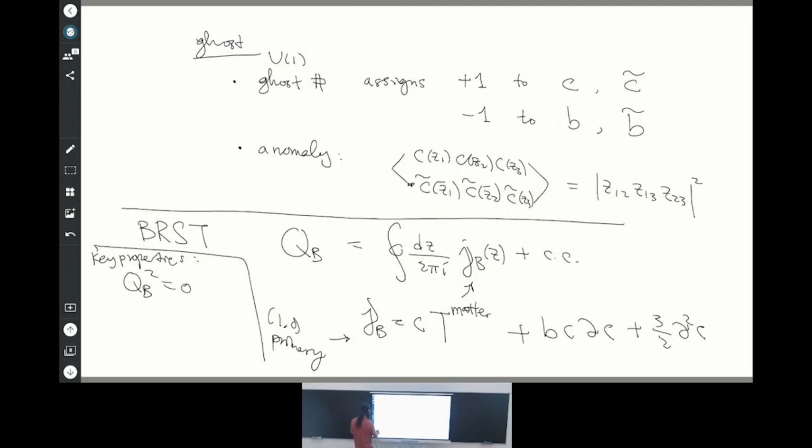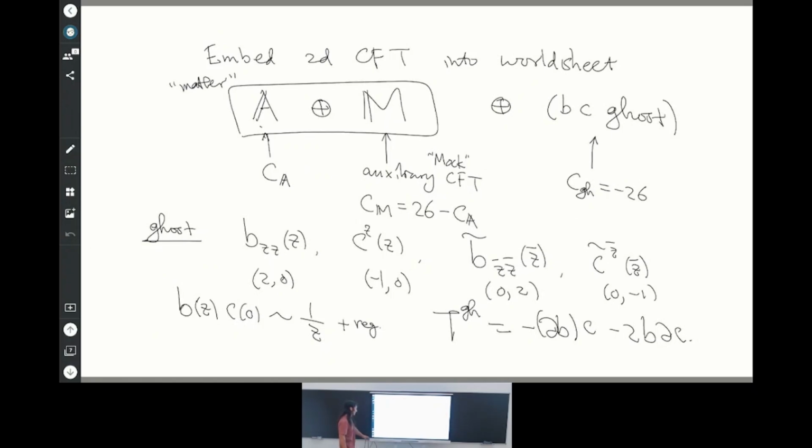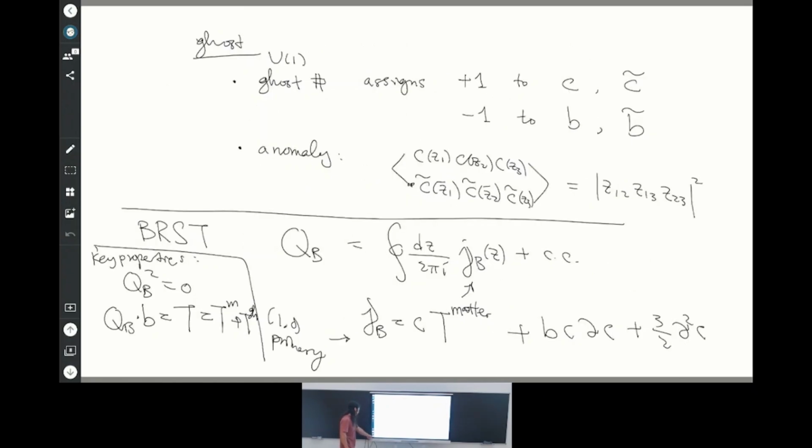And the second is that QB acting on the B ghost gives you the full stress energy tensor, which is the matter plus the ghost stress energy tensor. So in that sense, the full stress energy tensor is BRST trivial, and that allows this theory to be viewed as some kind of theory of two-dimensional gravity in the appropriate sense. Okay, so that's some machinery, but I need to talk about the actual string field.